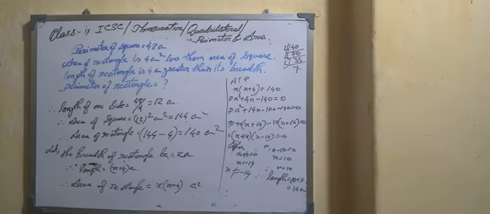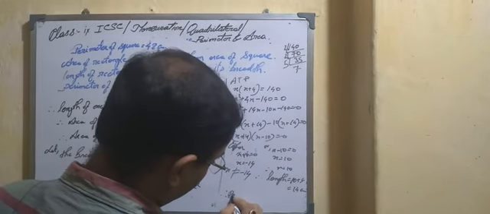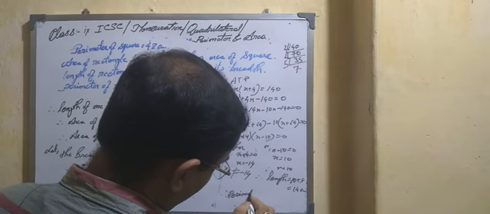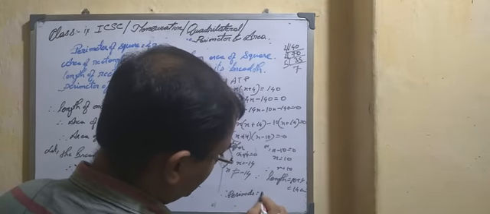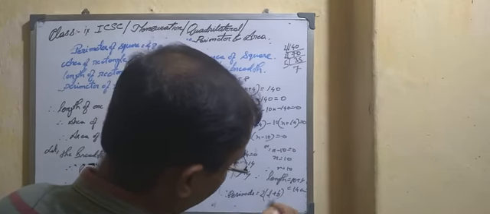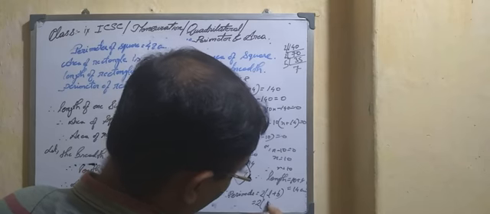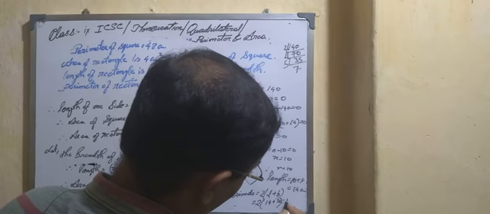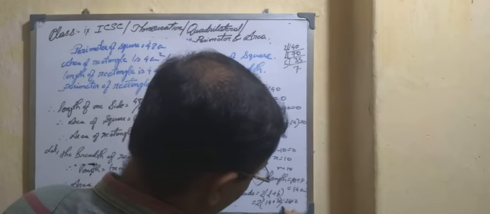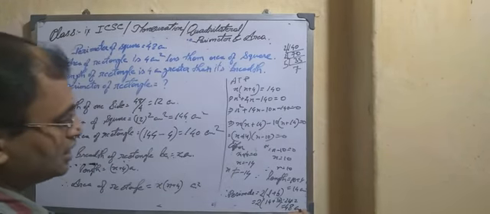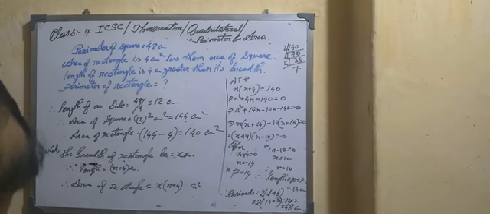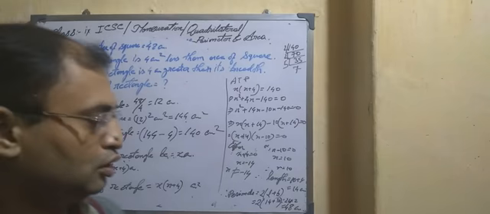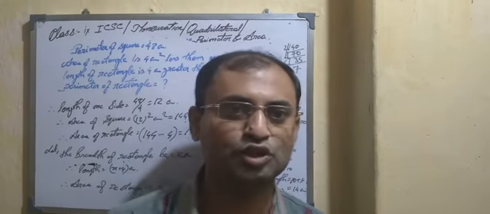Therefore the perimeter of rectangle, we know the formula, perimeter equal to 2 into length plus breadth, that means 2 into 14 plus 10 equal to 24 into 2 equal to 48 centimeter. Okay, so this is the solution.